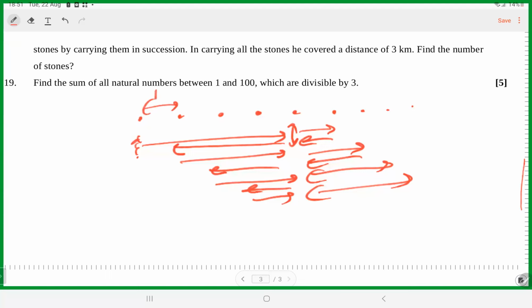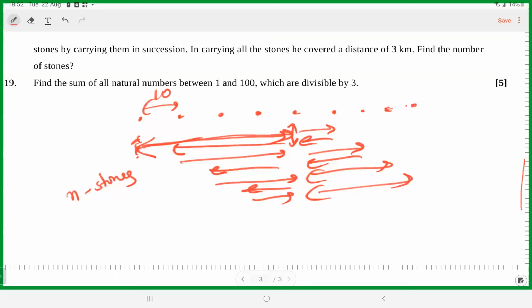No, this distance is 10, right? Consider, let's say there are total n stones. So how much is this distance? No, here I kept only for example, you should not think that that is the number of stones. Let's say total how many stones are here? 9, okay.